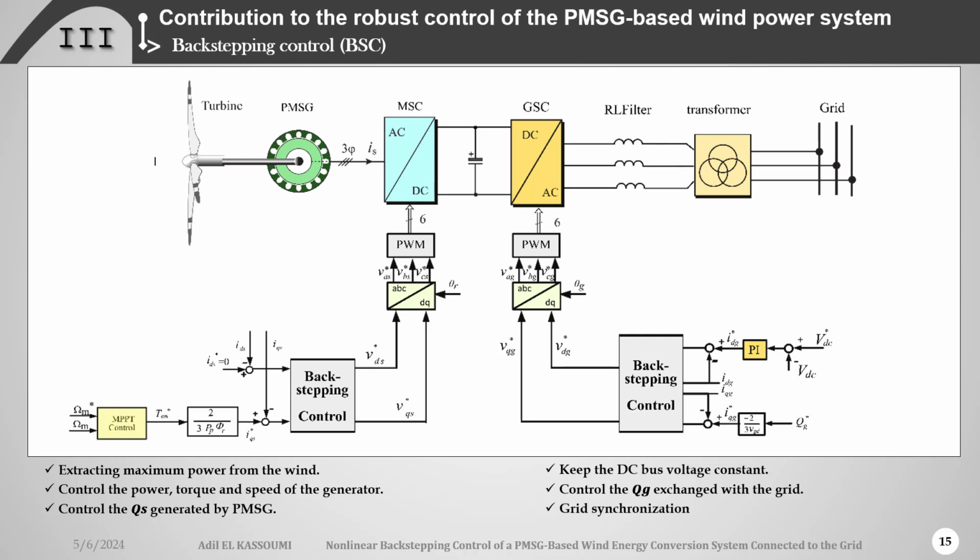This figure illustrates the structure of the control system. The machine-side controller is used to extract maximum power from the wind, control the power, torque, and speed of the generator, and control the currents generated by the PMSG. In addition, the grid-side controller is used to keep the DC bus voltage constant, control the currents exchanged with the grid, and handle grid synchronization.